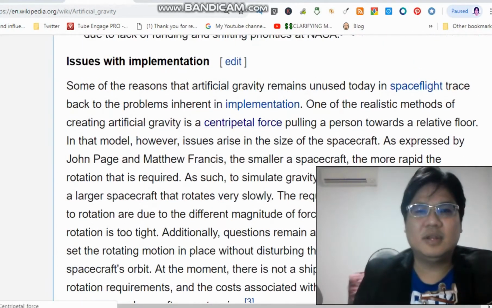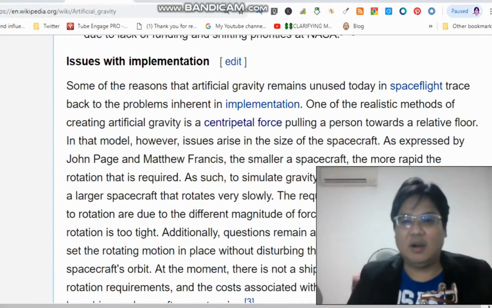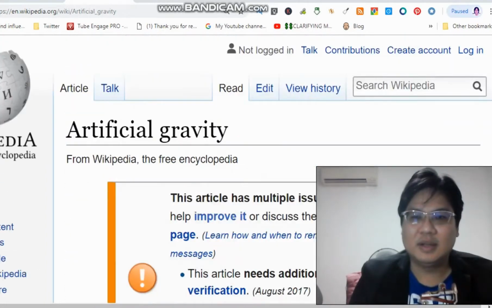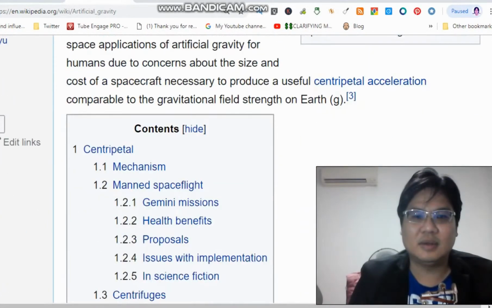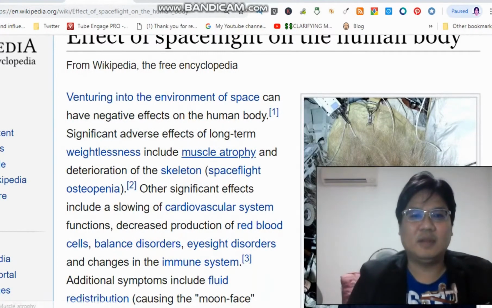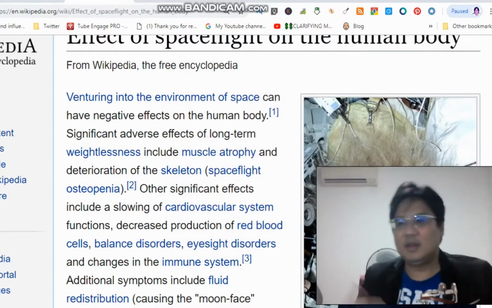So there are a lot of issues with implementation of this artificial gravity, but artificial gravity is the core of space exploration, because if you read the top of this article, they talk about the health effects caused by prolonged weightlessness. If you click on this article here, there are negative effects that include muscle atrophy and deterioration of skeleton and cardiovascular system, decrease of red blood cells, balance disorders, eyesight disorders, changes in the immune system. It has a lot of health issues for people who are traveling in space in a weightless environment.